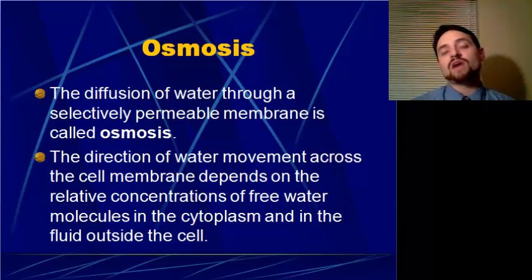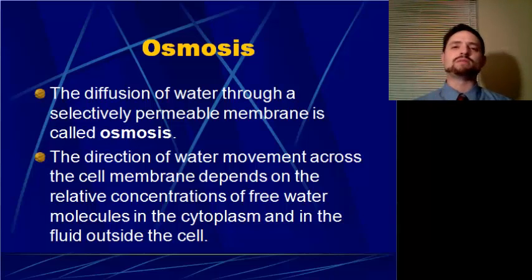Now, water is unable to go directly through the cell membrane, and this was something that was thought incorrectly for a while. Now we know that water diffuses across the cell membrane through proteins called aquaporins. The direction of water movement across the cell membrane depends on the relative concentrations of free water. So free water always goes from high concentration of free water to low concentration. Now, free water may be a new concept.